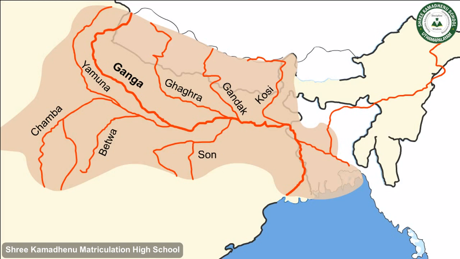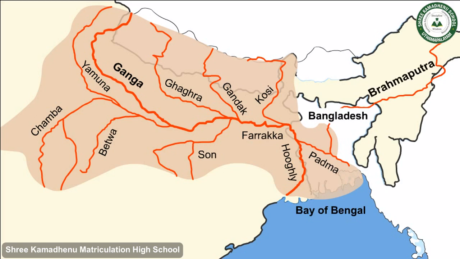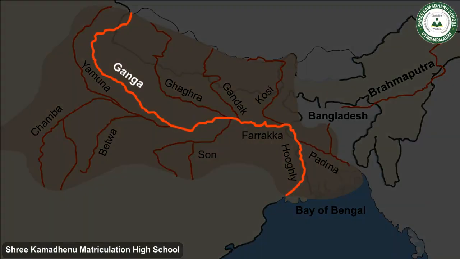Joined by these tributaries, the Ganga flows eastwards till Farakka, West Bengal, where it bifurcates into Hooghly and Padma. Hooghly flows southwards and drains into the Bay of Bengal. Padma flows into Bangladesh, where it is joined by the Brahmaputra. Eventually, it drains into the Bay of Bengal. The length of river Ganga is 2,500 kilometers.